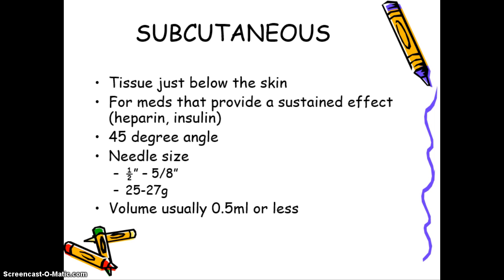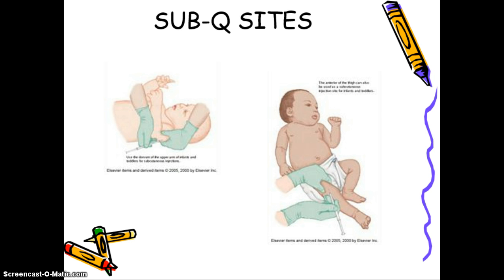Subcutaneous, obviously, is going to be that tissue just below the skin. The needle sizes that we would like to see are 1/2 inch to 5/8 inch, and usually with subcutaneous injections, the volume is going to be 0.5 ml or less. And then remember, when you are administering the sub-Q injections, that you are going in at a 45-degree angle. There are a couple of different photos for you to look at when you are administering sub-Q medications, as well as the sub-Q sites.